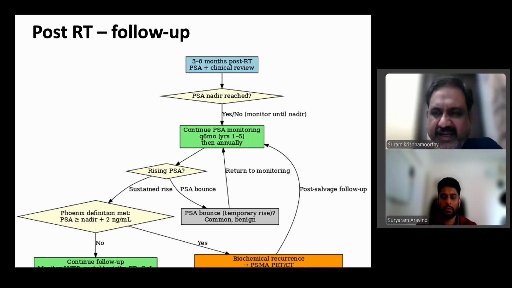So biochemical recurrence after radiotherapy, by definition, is different from the biochemical recurrence definition after radical prostatectomy. So the Astro definition you should be very familiar with. The Phoenix definition again you should be familiar with. These are exclusively for post radiotherapy biochemical recurrence. Whereas post radical prostatectomy biochemical, next slide.